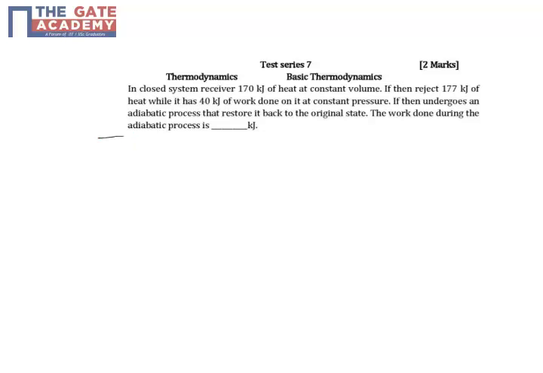Okay, so a closed system is given, and it undergoes 2 or 3 processes, and heat rejection, heat additions and work done, all that is given. So what we do is we'll draw a table kind of a thing, where we track all this in a process.